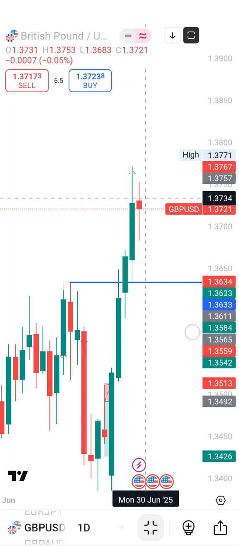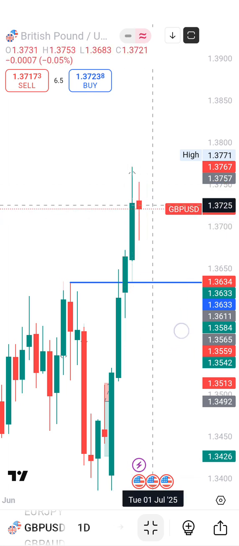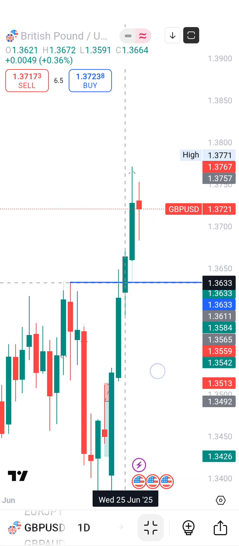So whatever entries you have within Monday, Tuesday, you should target what? Target this level here. All right, target this level. Now let me go add something for you.